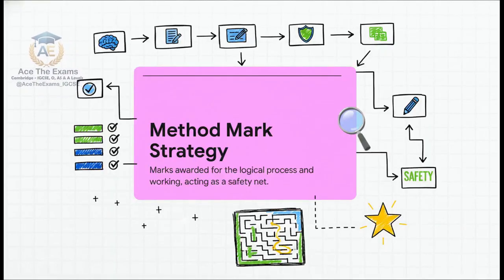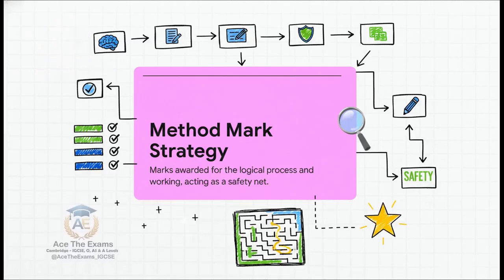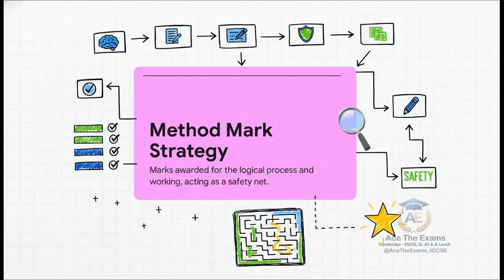And that leads us directly to a concept you absolutely must understand if you want to succeed: the method marks strategy. In Cambridge exams, marks are frequently awarded for the logical process and your working out. This acts as a massive safety net. Think about it. Executing your answer with clear notation and showing your step-by-step decomposition is honestly just as important as getting the final answer perfectly correct. This is how you transform those red pen marks into green check marks.